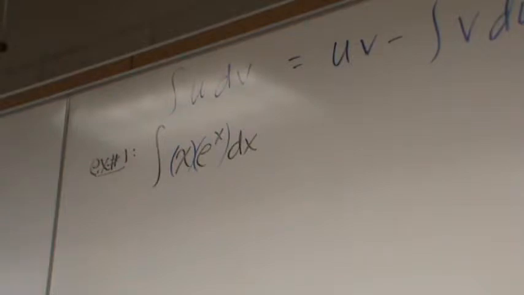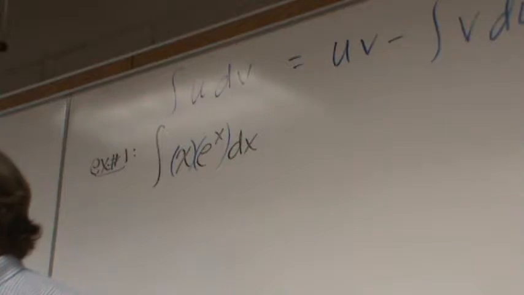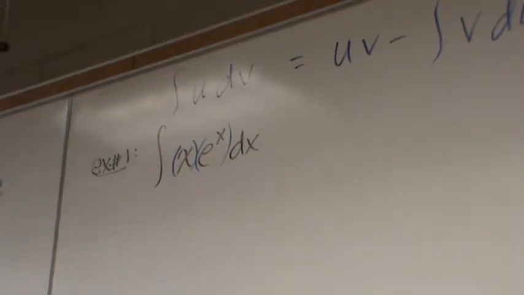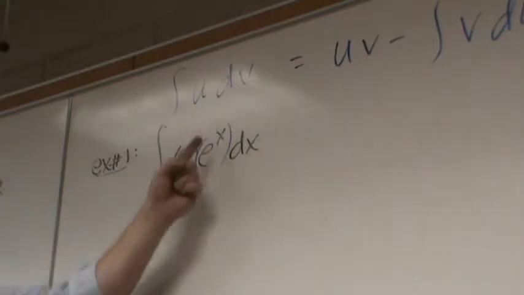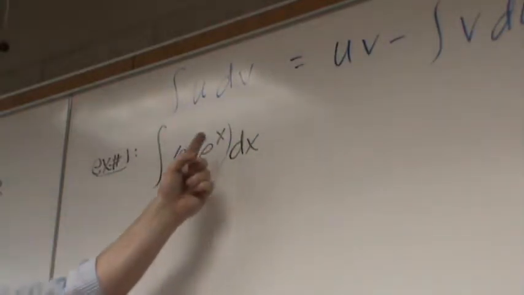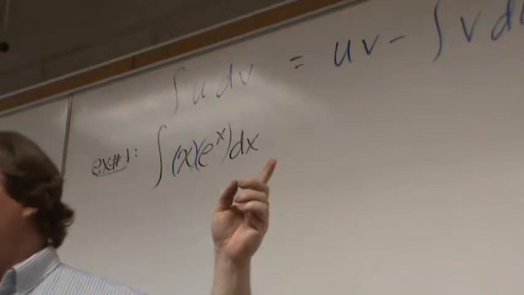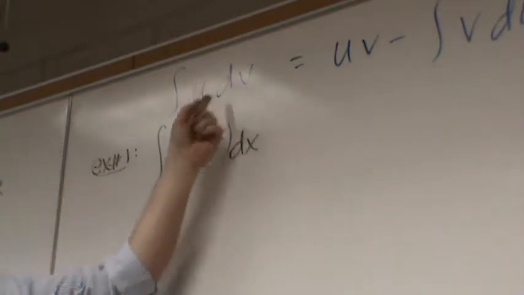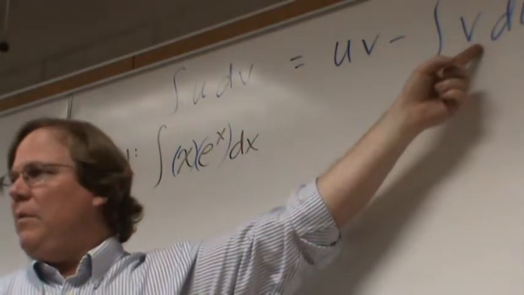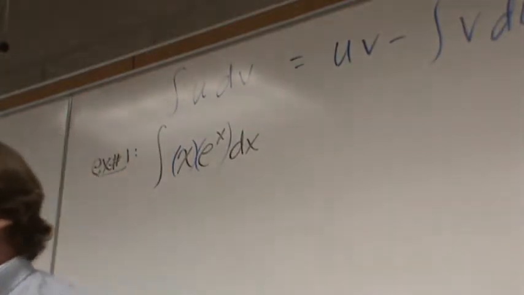Because the derivative of x is 1. Yeah, and it doesn't get much easier than 1. I mean, you can't get much simpler than 1. Beautiful. Tell me, if I choose my dv to be e to the x, why is that a good thing? Because if I choose my dv to be e to the x, my v is going to have to be the antiderivative of it. Why is that a good thing?